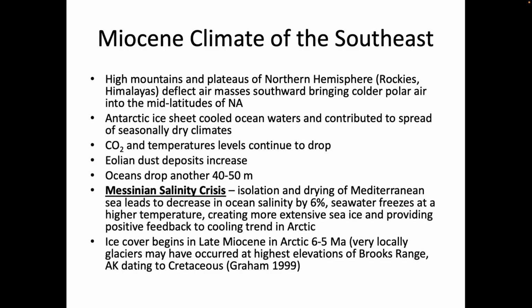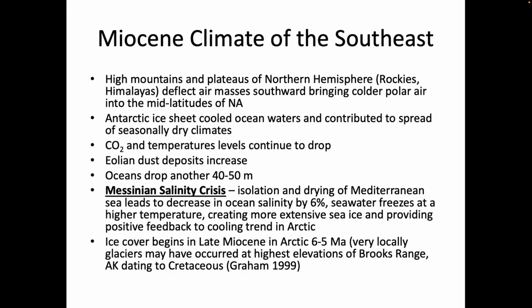We go through what's called the Messinian salinity crisis. Essentially, the entire Mediterranean basin, the Mediterranean Sea, completely dries up. This leads to a decrease in ocean salinity by 6%. Seawater freezes at a higher temperature, creating more extensive sea ice and providing a positive feedback to the cooling trend in the Arctic.